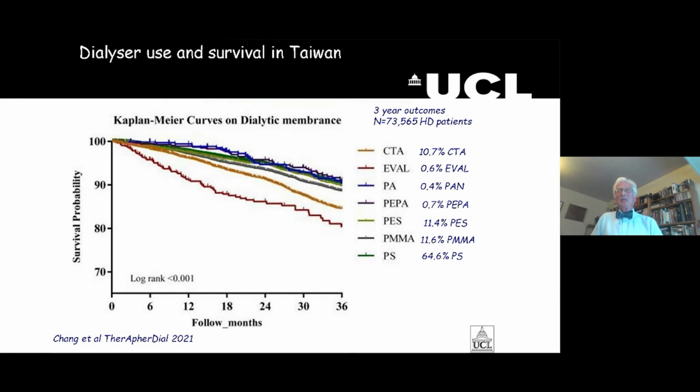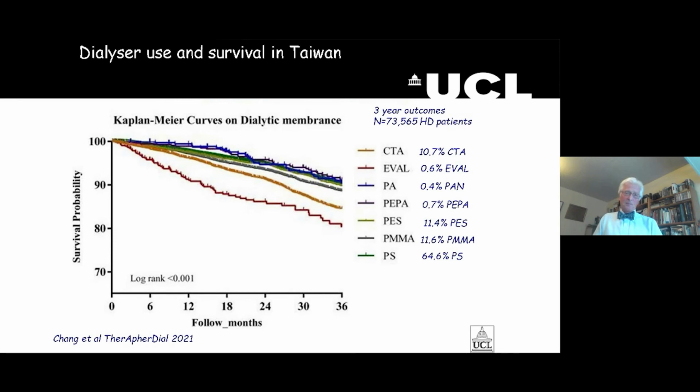Now, this data comes from Taiwan. It's over 70,000 patients, but it's been collected over a number of different years. So there are some issues in terms of how we can actually interpret this data. It looked from this data that patients who are dialyzing with what's called an EVAL or ethylene vinyl alcohol dialyzer seem to have the worst outcomes, followed by cellulose triacetate. But as you can see, only less than 1% of patients in this study actually dialyzed with this dialyzer. So there are some issues in terms of confounding as to how to interpret these results.